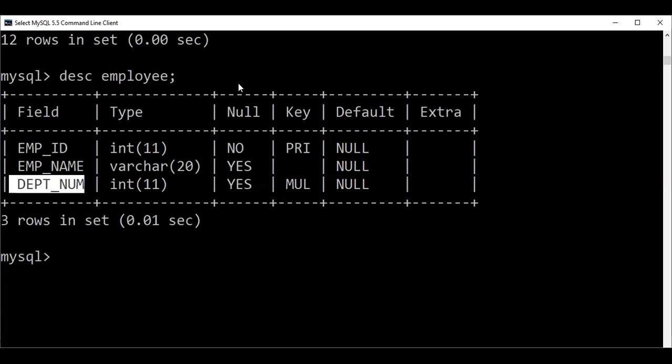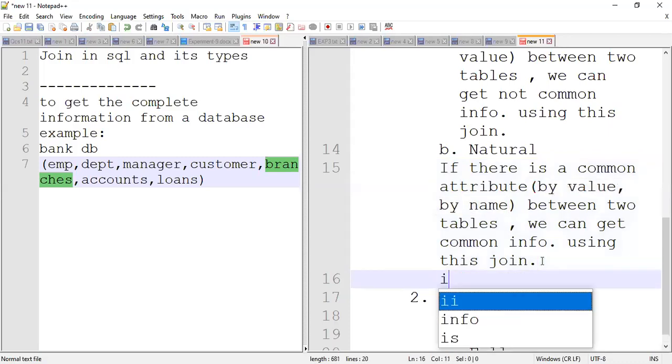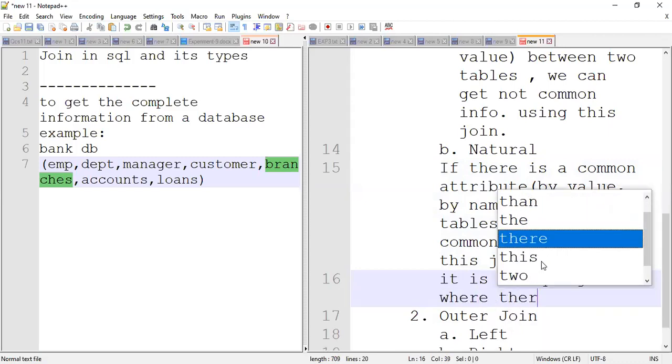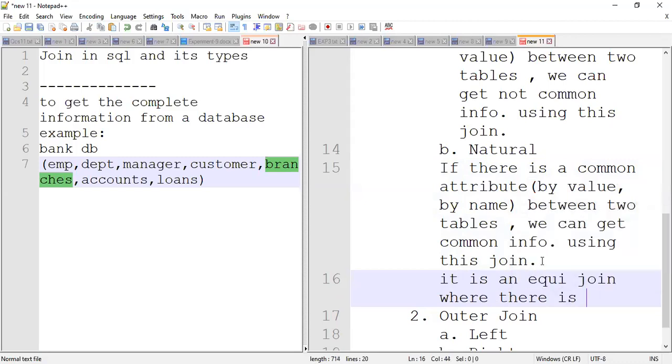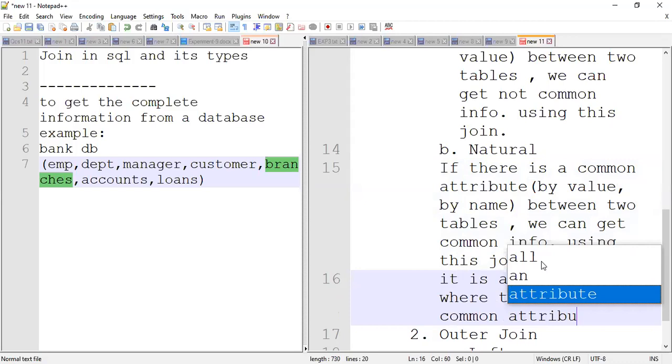I'm writing the same thing. What is the difference between natural join and equi join? You can write it in one word, so please write it if possible. I'll share this. Natural join is a special case of equi join. Remember, natural join itself is an equi join, or a special case of equi join where there is a common attribute by name.